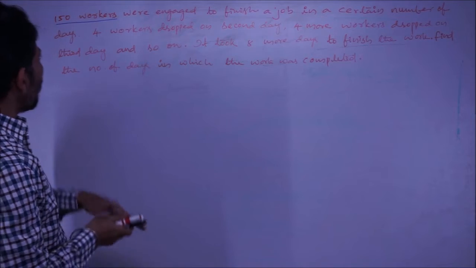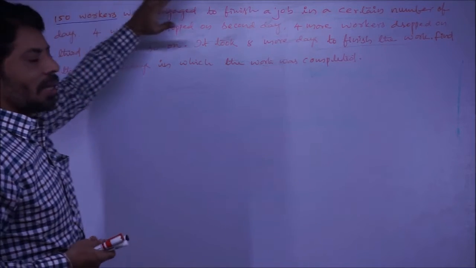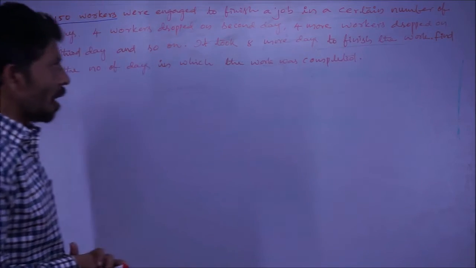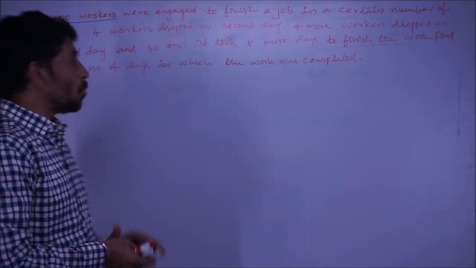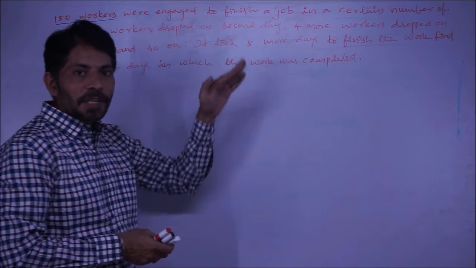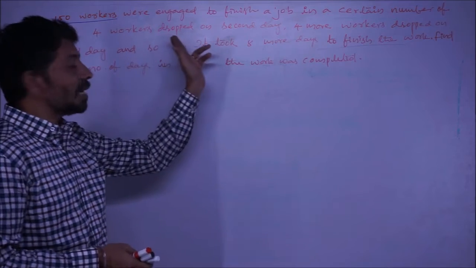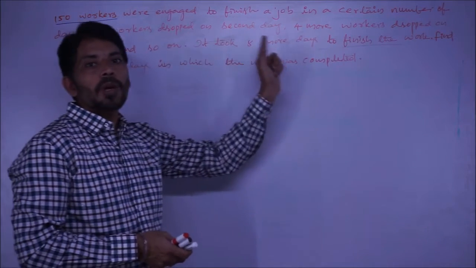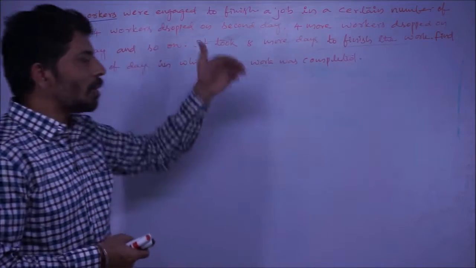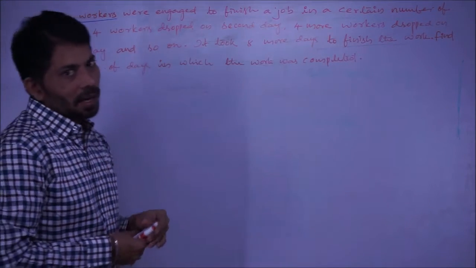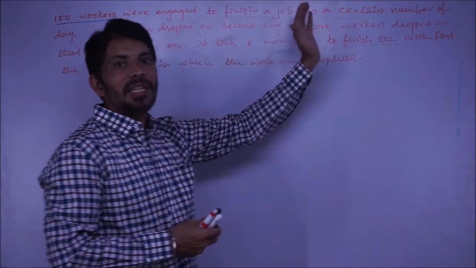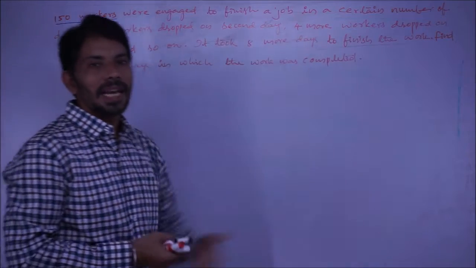Next part is, if all the 150 workers work together every day, it completes in a certain number of days. Assume that. But the situation is not that way. 4 workers dropped on the second day. That is, first day 150 workers, second day 4 dropped, that means 146 workers. Next day 4 more workers dropped, that means only 142 workers worked to complete the work. In this way, the number of workers in each subsequent day is decreasing.